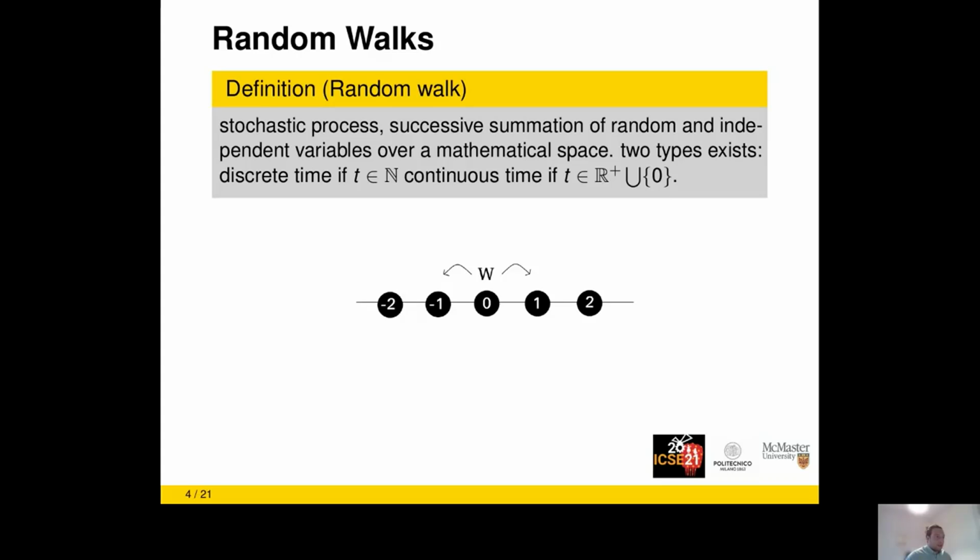performing a random experiment. That could be, for instance, a coin toss, and depending on the outcome, we will decide to move the walker on the left or on the right. This is achieved in practice by increasing or decreasing the position by 1. Repeating many steps of this procedure, we obtain a random path over this mathematical space.